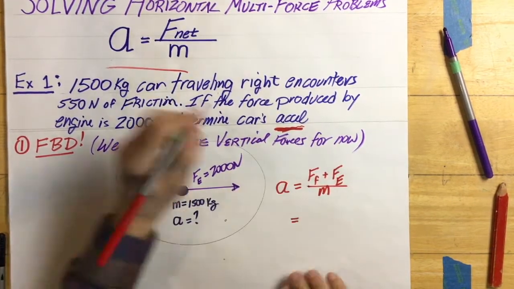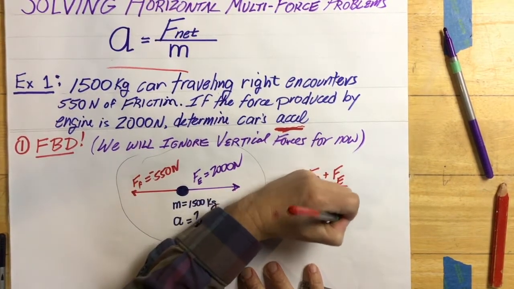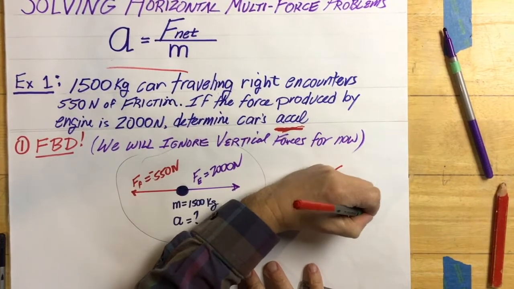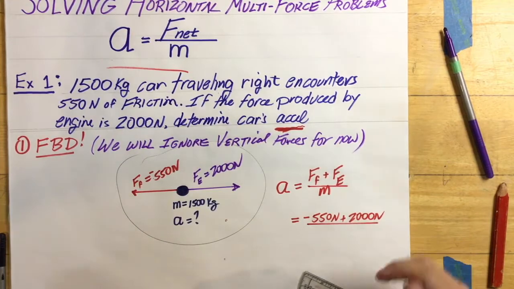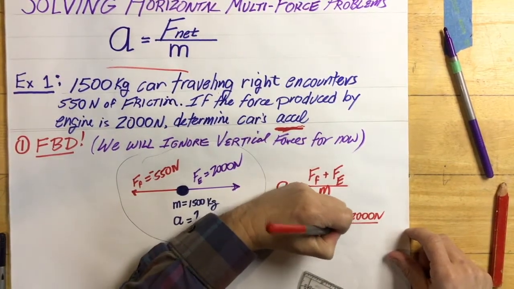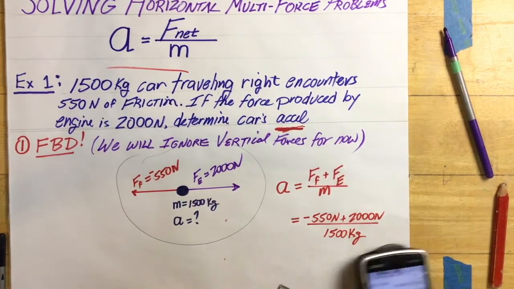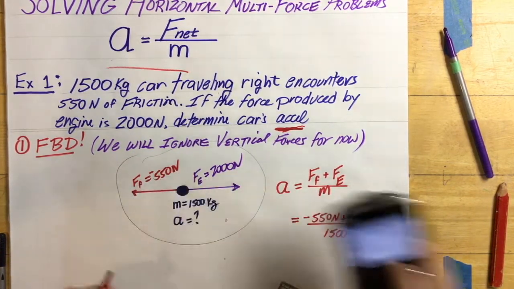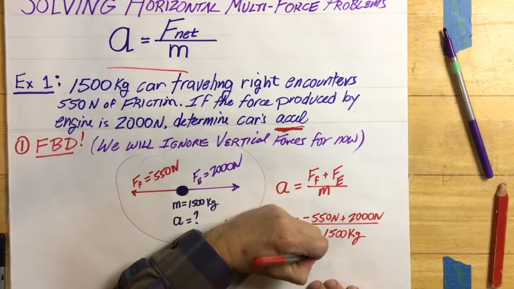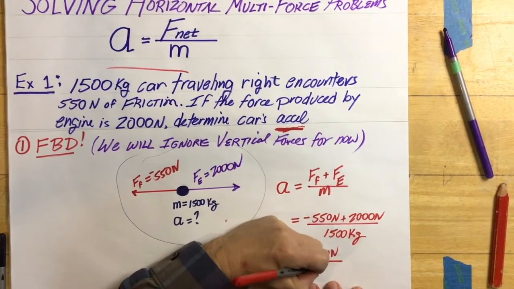And now we just put the numbers in here. Friction is a negative 550. We're going to add that to a 2,000 newton force to the right. And all that force has to move an inertia equivalent to 1,500 kilograms. So I'm going to do some quick number punching here. So I get 1,450 newtons of force acting on 1,500 kg of mass.